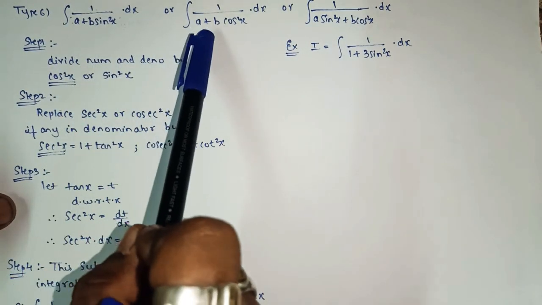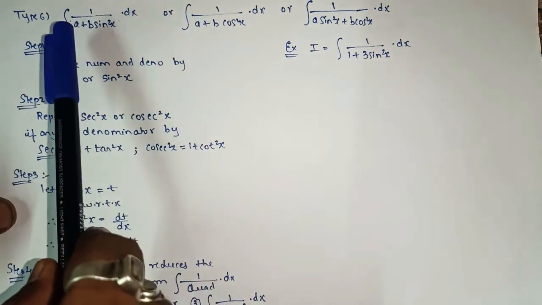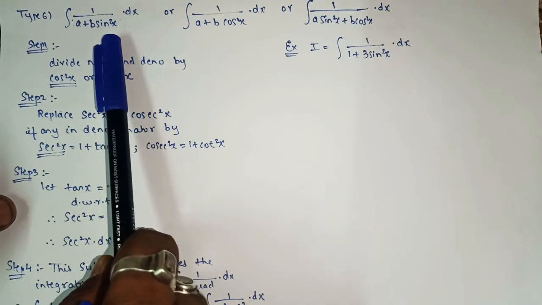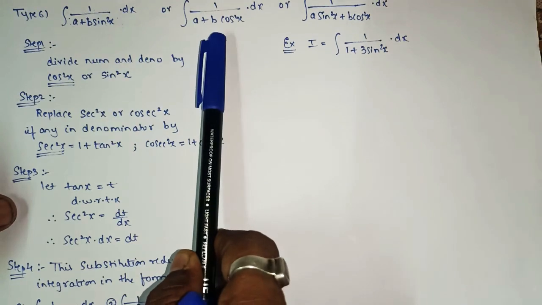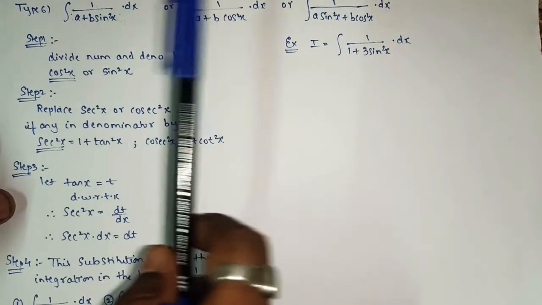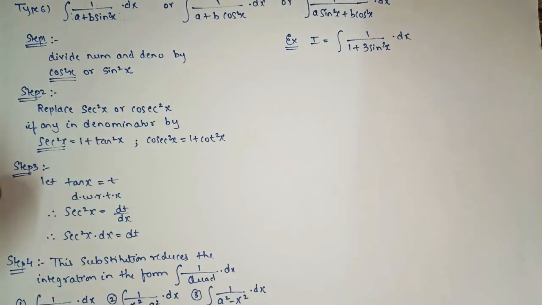Sometimes the question will be in this form: integral 1 upon a plus b sine square x. Sometimes the sine square x will be replaced by cos square x, or sometimes sine square and cos square will both be together. So now first we'll see the format, the steps, what exactly we have to do here.